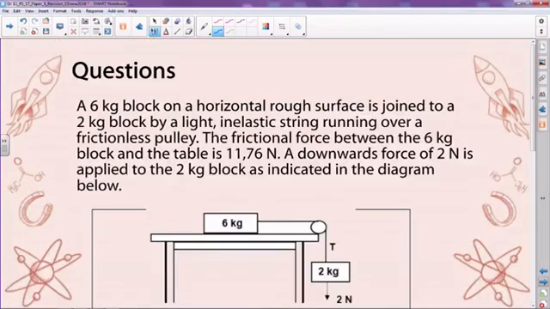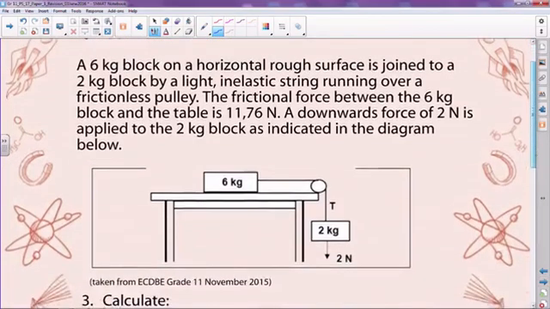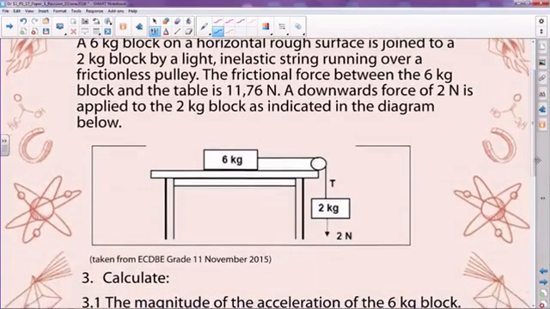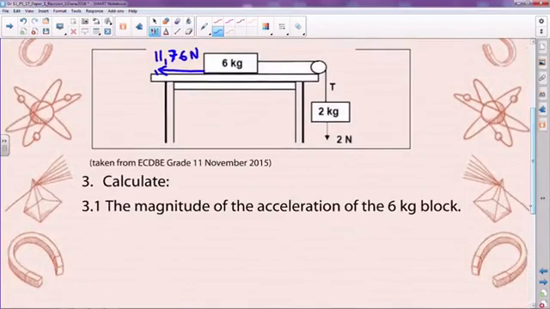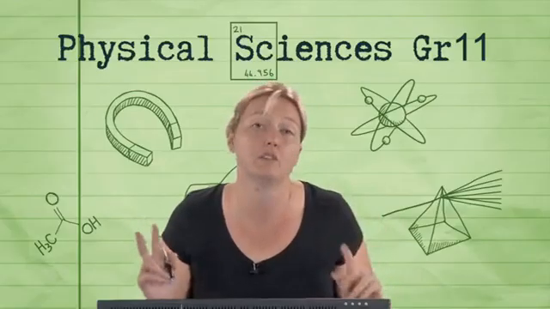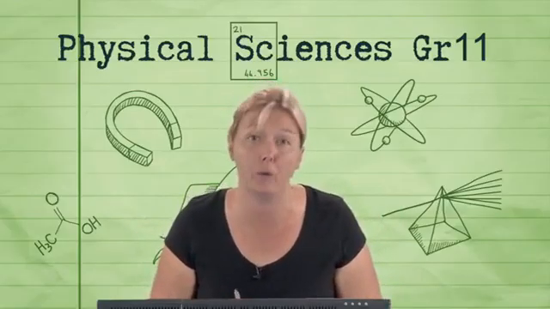Okay, next one. So still a 6 kilogram block on a horizontal surface. I'm going to put the information in here that this is 11.76 newtons. That's my friction going that way. And we've got our 2 newtons, 2 kilograms, because I want you to calculate the following. I want you to calculate the magnitude of the acceleration on the 6 kilogram block. Right, 2 minutes to do that, starting now.